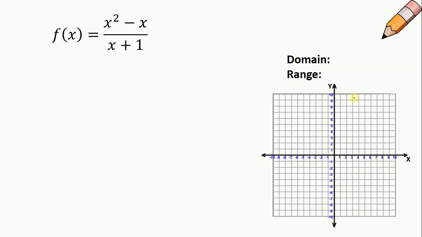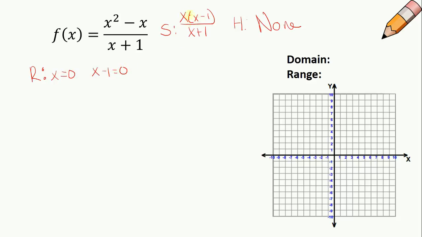Let's try one more. So let's do some simplifying. Numerator, it looks like an x can come out. Denominator is just x plus 1. Nothing cancels, so no holes. Let's find my roots. I got 2 pieces in the roots. I got x equals 0 and x minus 1 equals 0, because I do need to worry about both of those. So I have ordered pair of 0, 0 and 1, 0. So let's mark those in here.